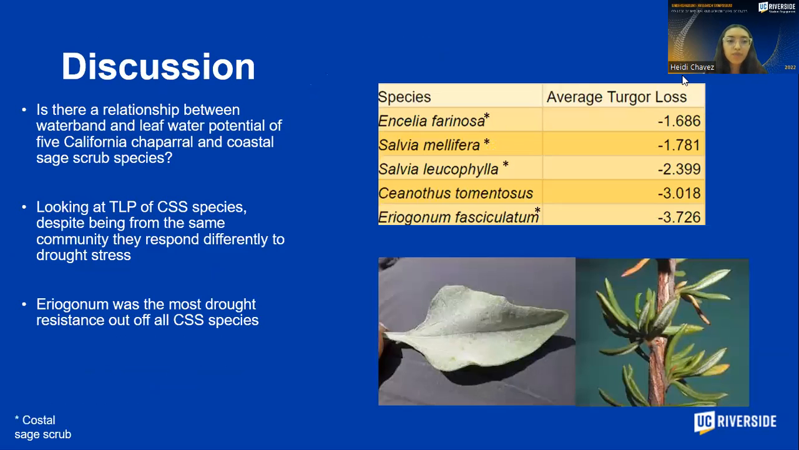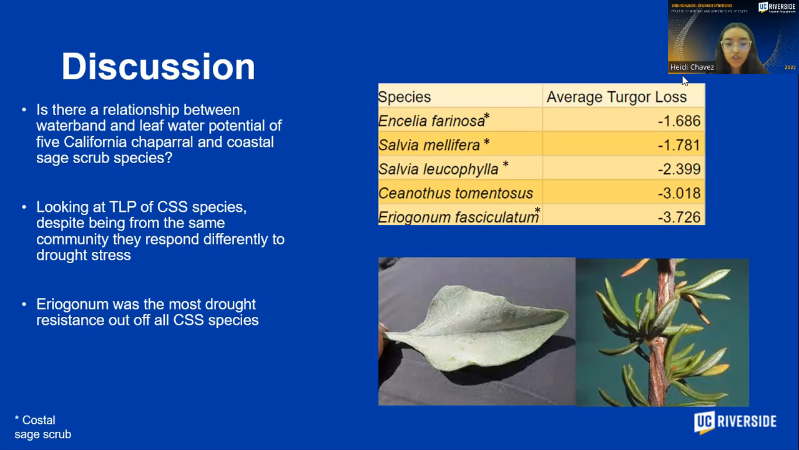So the question we wanted to answer for this completed research was if there was a relationship between water potential and water band. And we did confirm that there is a relationship. As water potential decreases, water band would also decrease. We did see that the values followed the same pattern, but the values across all 5 species were not uniform. It differed despite 4 of them being coastal sage scrubs and 1 of them being chaparral.